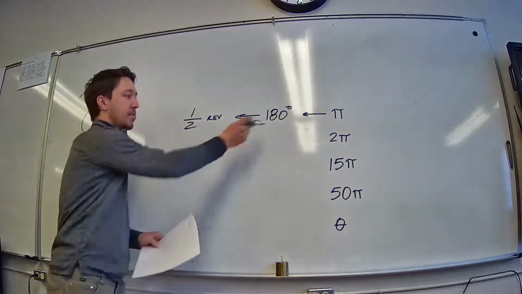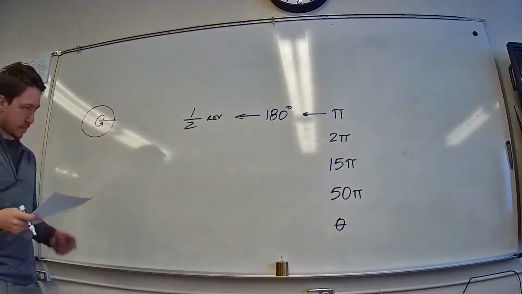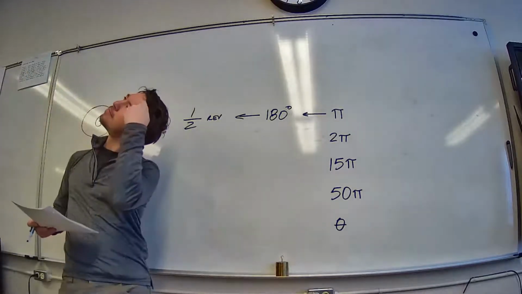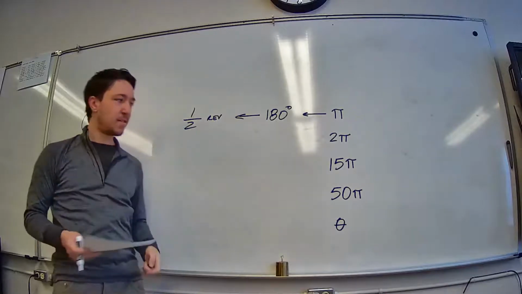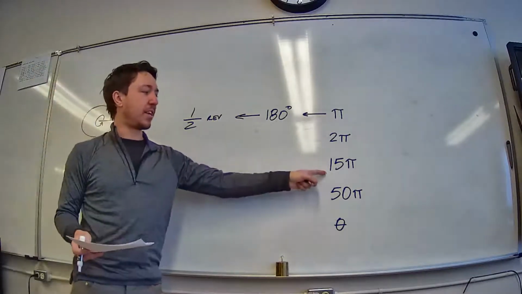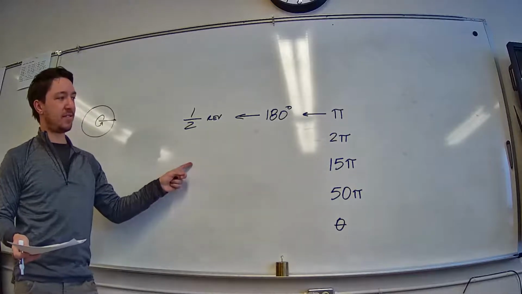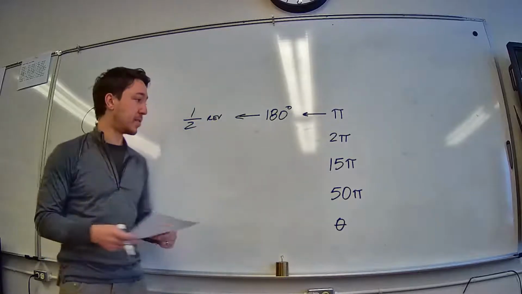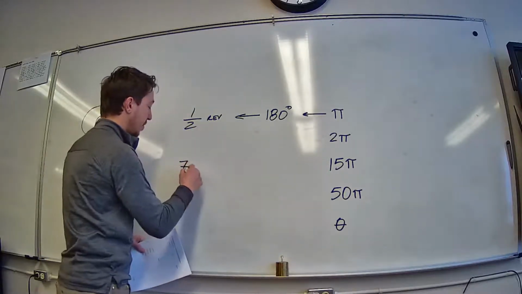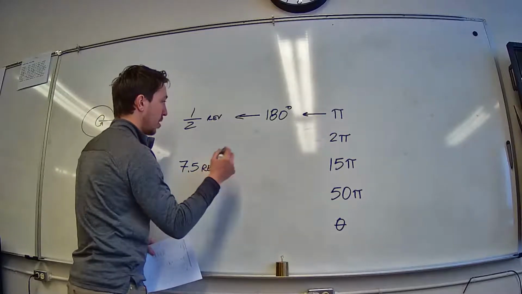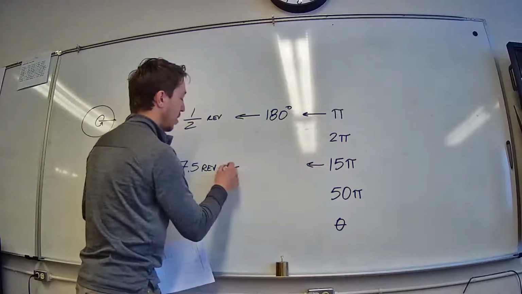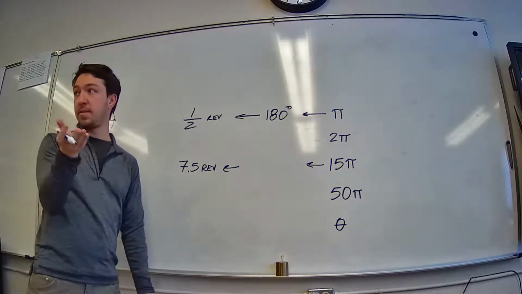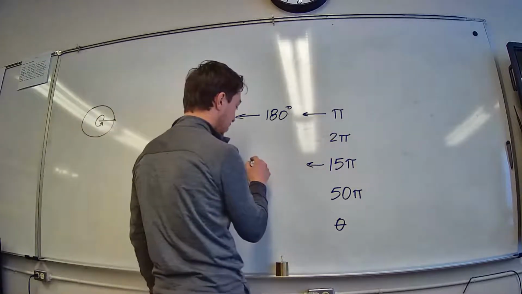This one hopefully is obvious. 360 in a full revolution. So 15 pi. I think it's easiest to go to here. Would you agree? Because think of 15 pi. I mean, how many spins is that? 7.5 spins. So 15 pi would be 7.5 revolutions. And then how many degrees is that? You've got to multiply it by 360. That comes out to be 2,700.